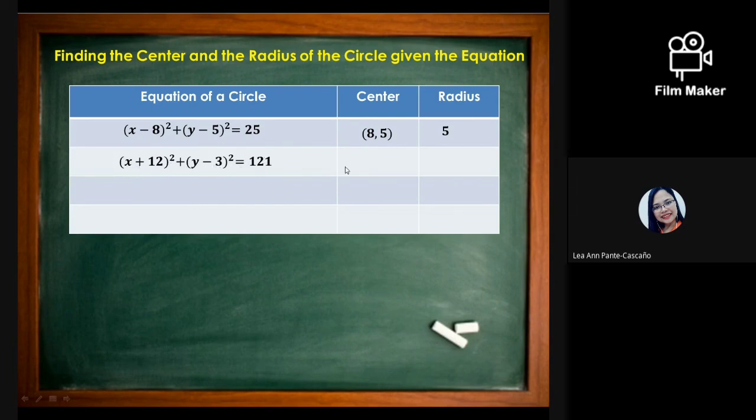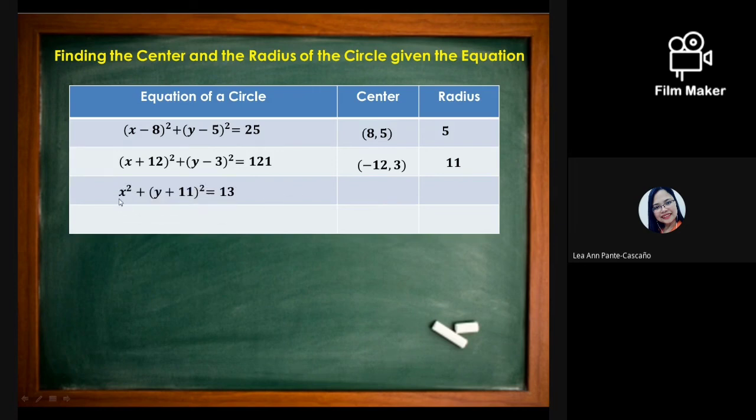Next, x plus 12 squared plus y minus 3 squared equal to 121. If it is positive here, it becomes negative in the center. If negative, it becomes positive in the coordinate of the center. So you have now negative 12, positive 3. Then get the square root of 121 to get the radius. Square root of 121 is 11.